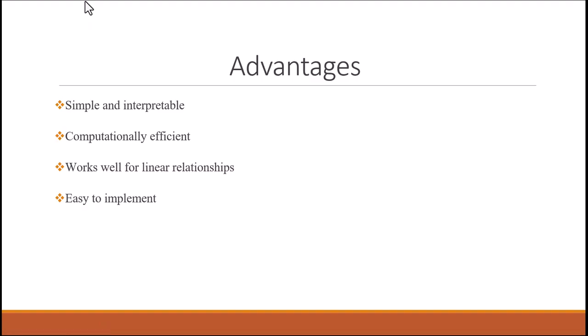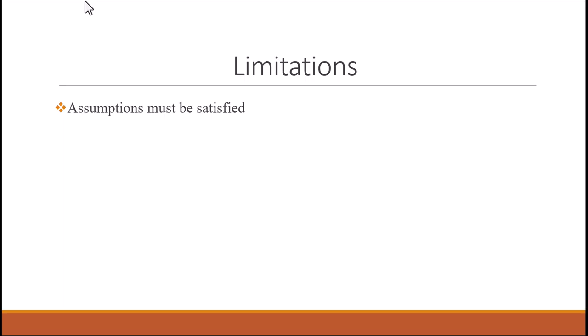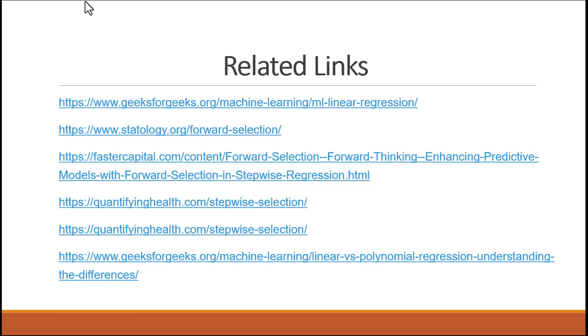So, what are the advantages of linear regression? First of all, it is very simple and interpretable, and second, it is computationally efficient, and especially it works well for linear relationships. And also, it is very easy to implement. However, the limitation is that we should follow all of the assumptions, and all of the assumptions must be satisfied.